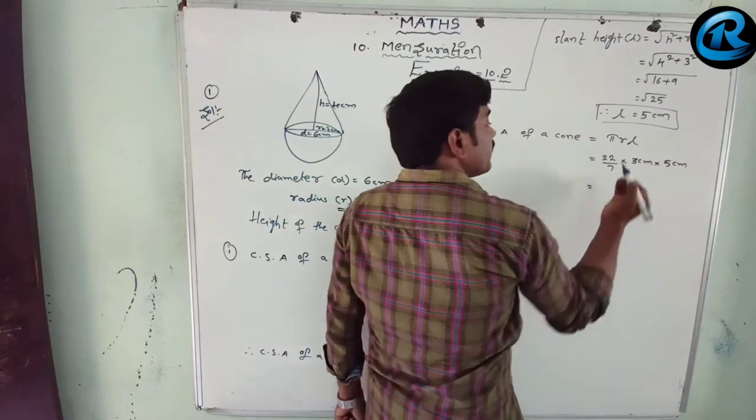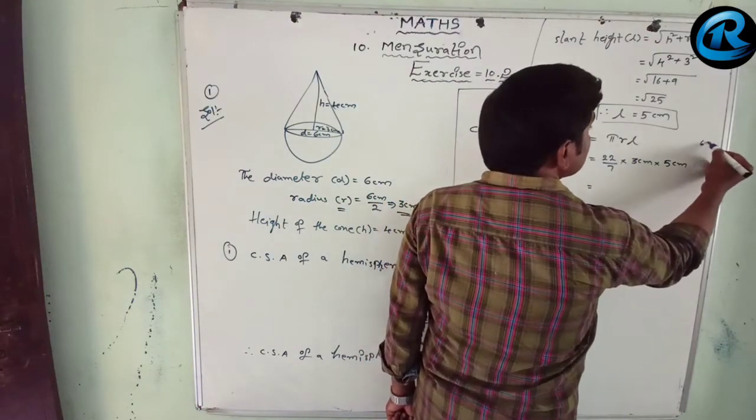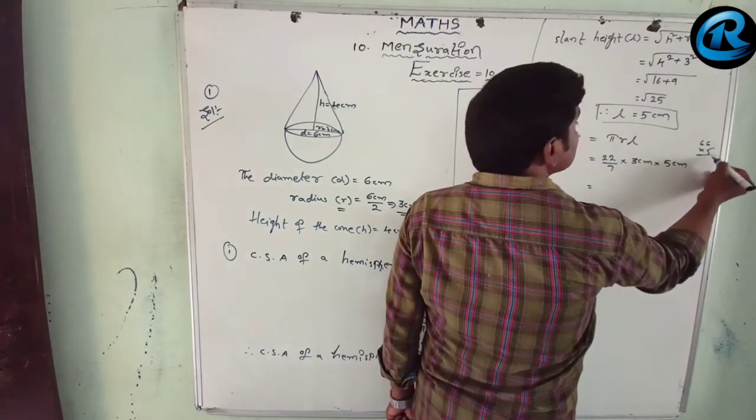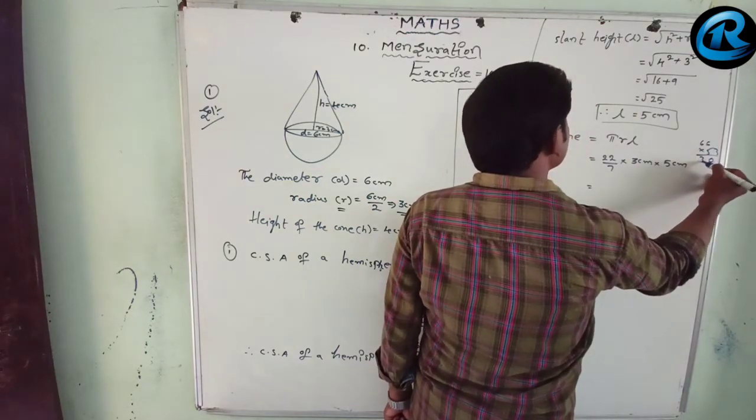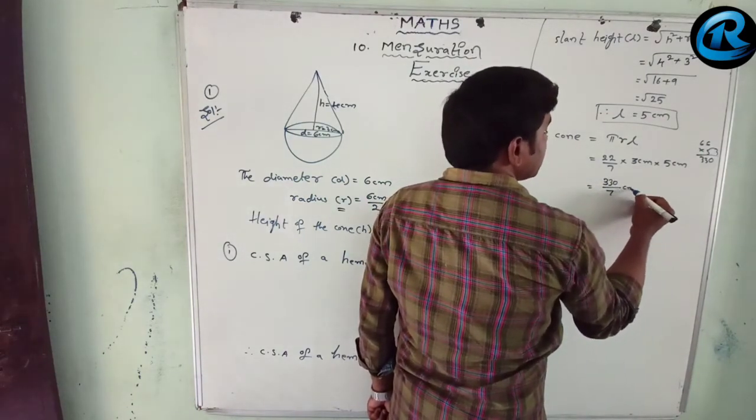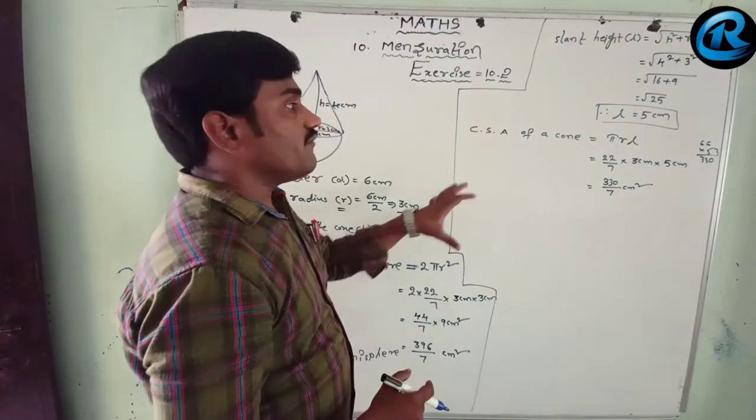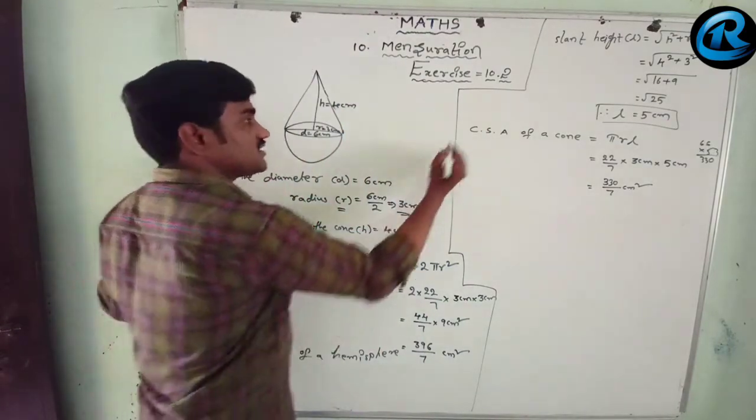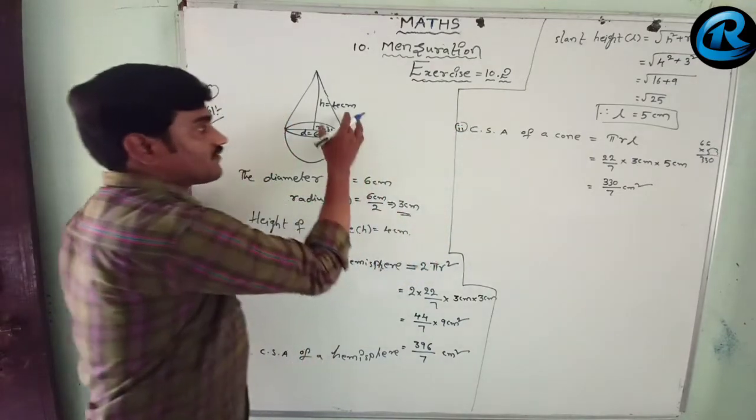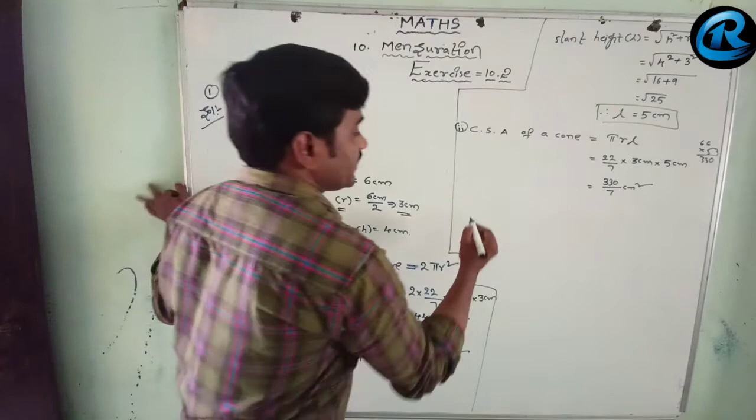So 22 into 3 is 66. 66 into 5: 6 5s are 30, 3 carry, 30, 33. That is 330 by 7 centimeter square. Now when we add both the curved surface area of the cone and the curved surface area of the hemisphere, we get the total surface area.